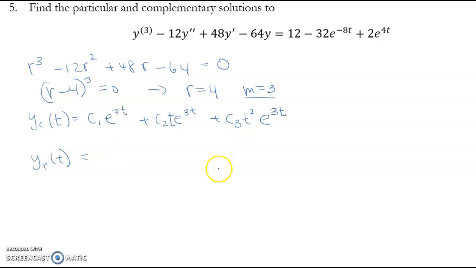If you remember the table of different types of particular solutions that we can take for our guessing, just from the look, we don't really care. Well, this one is just the constant, so I guess it's just going to be A. And from this, that's going to take on the form of B e to the power of negative 8t. And from this, that's going to take C e to the power of 4t.